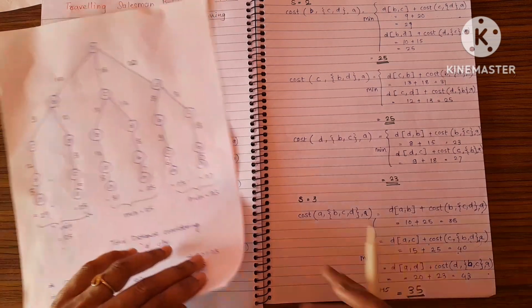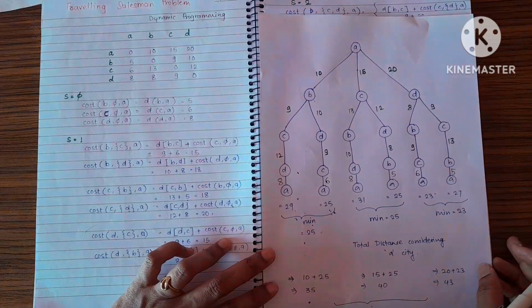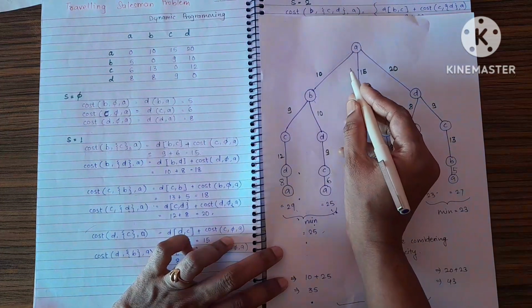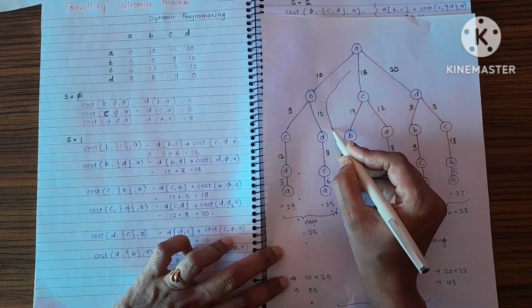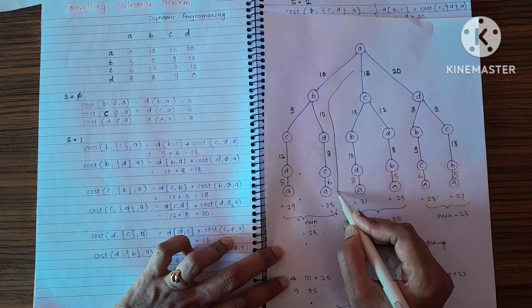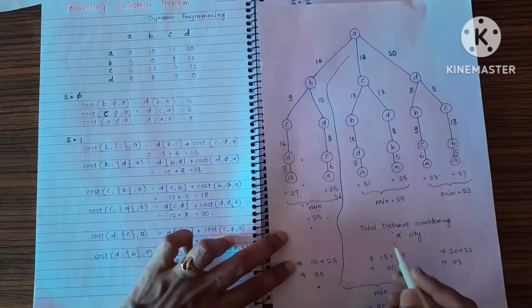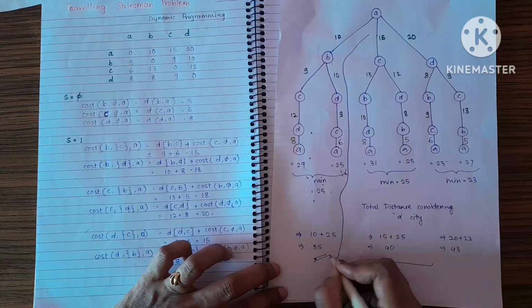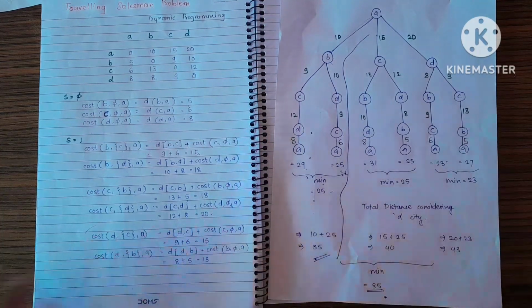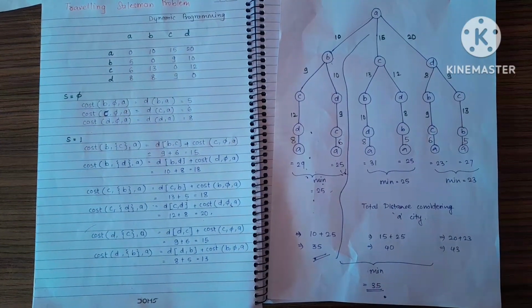So the traveling salesman has to basically travel through this path, which would cost minimum. So that's how we can solve the traveling salesman problem.